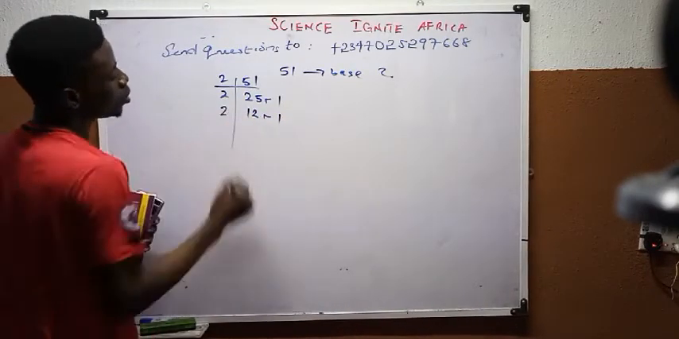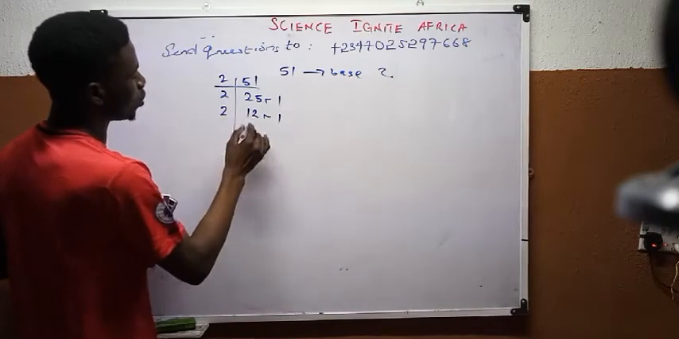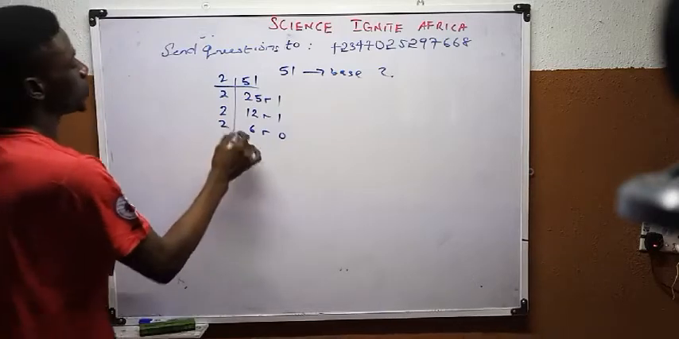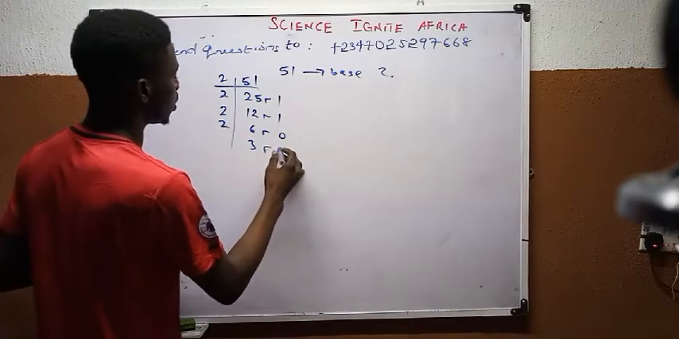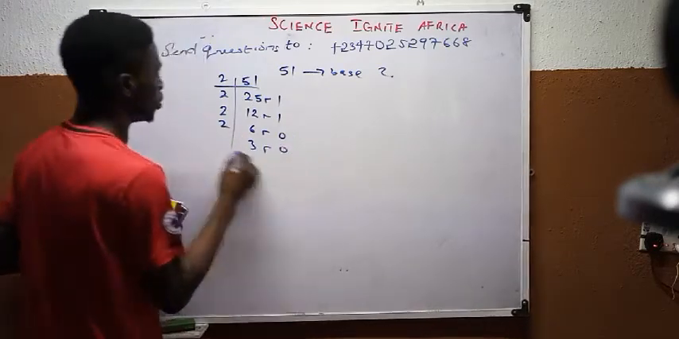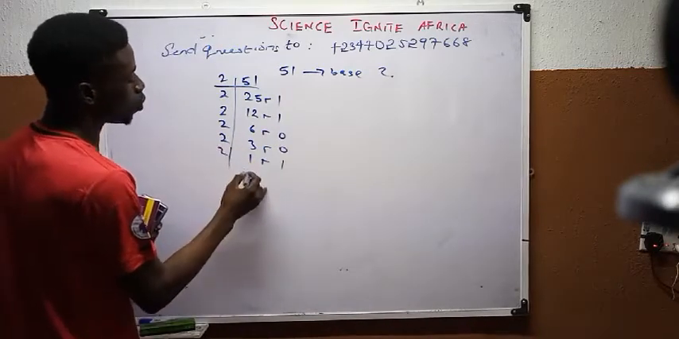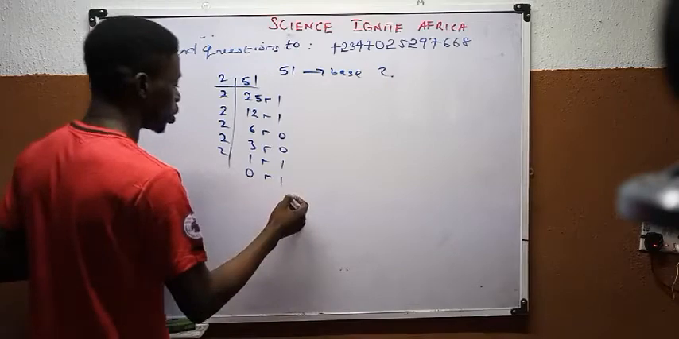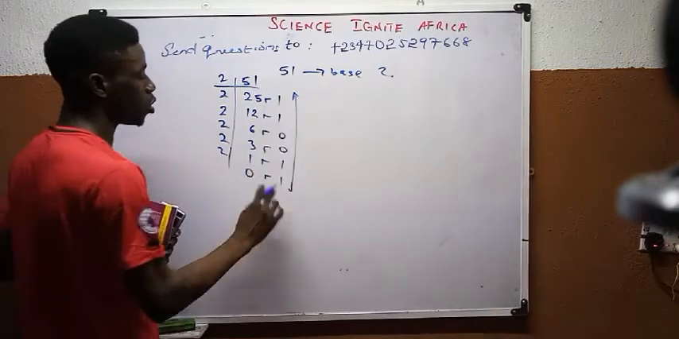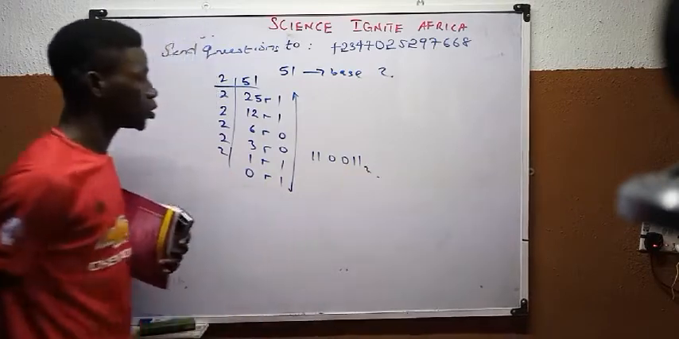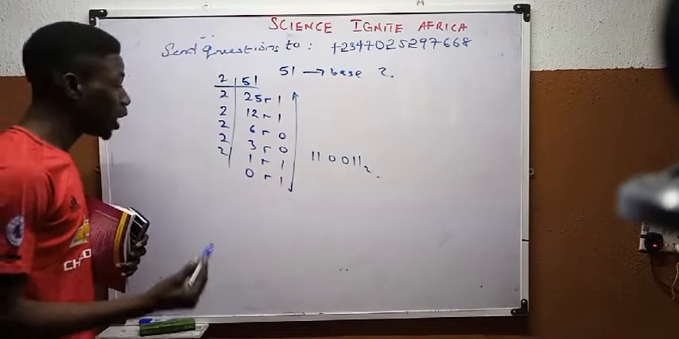That will remain 1 as well. 2 in 12, that's 6. That remains 0 because there's no remainder. And 2 in 6, that's 3 remainder 0. 2 in 3 is 1, then it will remain 1. 2 in 1 is 0, it will remain 1. So we write the number from here up. So we have 110011 base 2. So that's 51 in base 2.